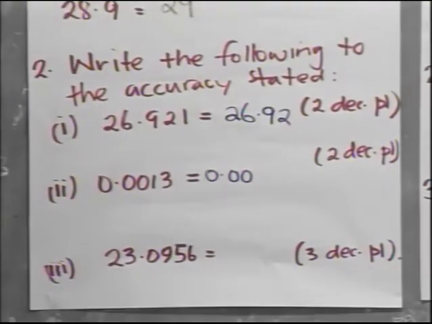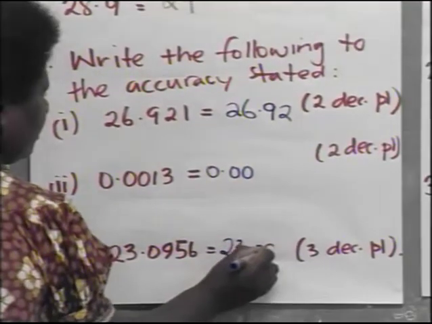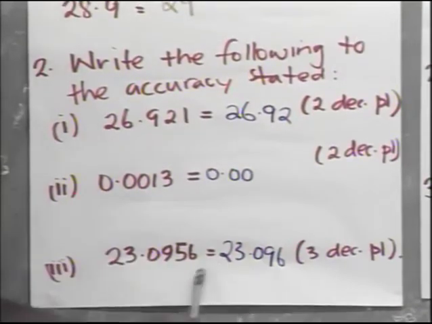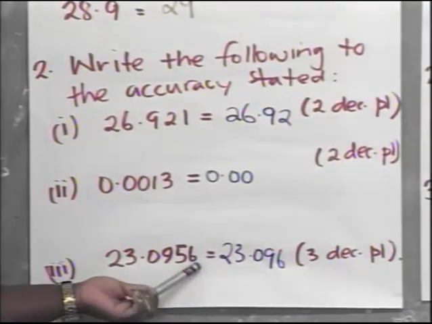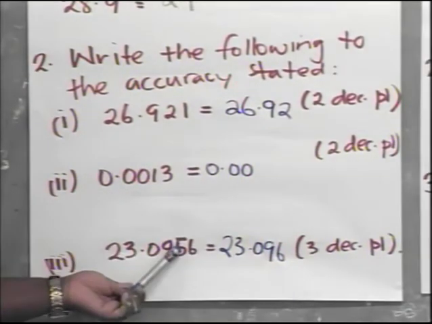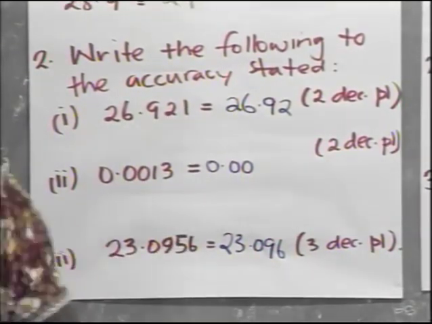All right, this one, Jake, to 3 decimal places. 23.096. Okay, 23.096. To 3 decimal places, I look at the 4th number after the decimal point. Since it is greater than 5, I increase the one before it by 1.